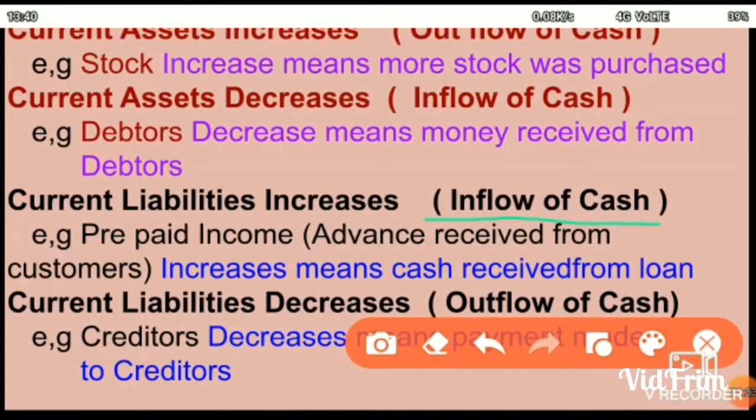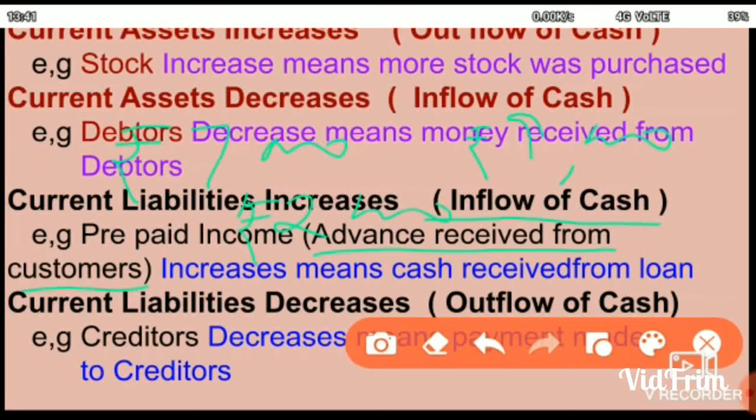To explain this, let me take the example of prepaid income. Prepaid income is a current liability. Let us take prepaid income as advance received from customers. Assume that the opening value of advance received from customers is rupees 7,000 and the closing value is 9,000. There's a difference of 2,000 rupees.